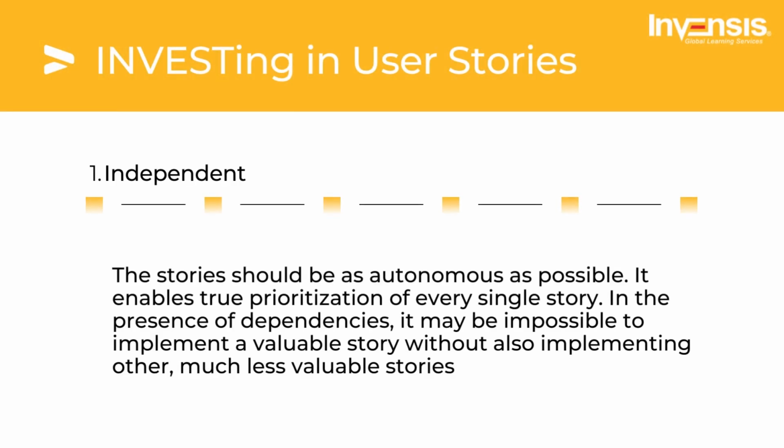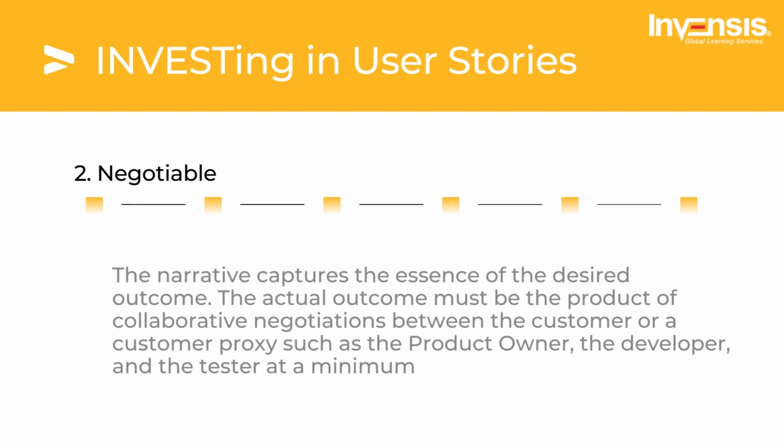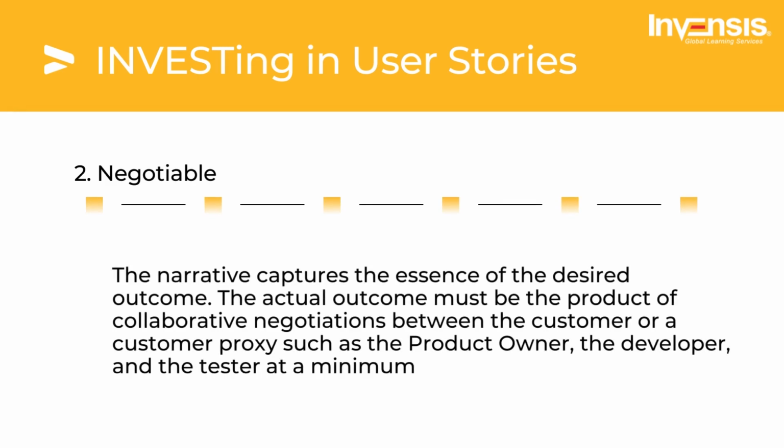Independent. The story should be as autonomous as possible. Commonly, order independence comes to mind when thinking of independence. In other words, story development can occur in any order. Why is this essential? It enables true prioritization of every single story. In the presence of dependencies, it may be impossible to implement a valuable story without also implementing other, much less valuable stories.